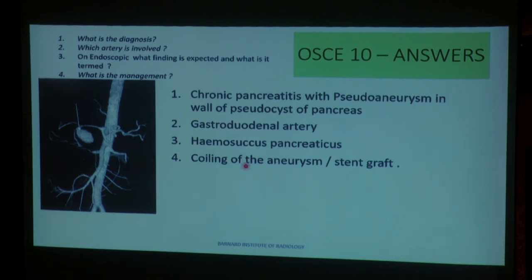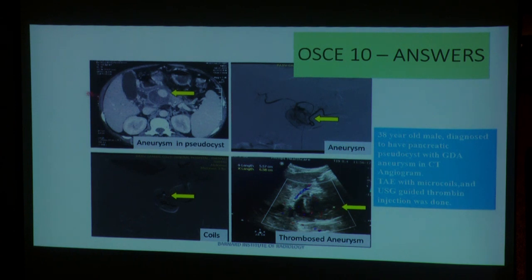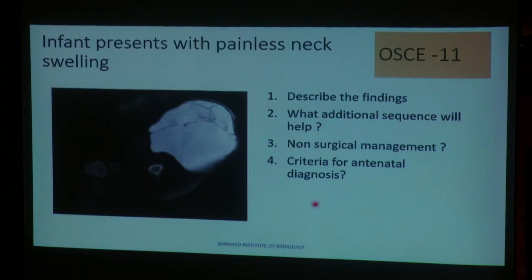And what is the management? It is coiling of the aneurysm, or you can place a stent graft. You can place a covered stent over the neck of the aneurysm. Both can be done. So this is the patient with the aneurysm. This is the catheter in the hepatic artery. You can see the gastroduodenal artery and the proper hepatic artery. This is the faint filling of the aneurysm, and the coiling has been done, and this is the post procedure image where you can see the thrombosis of the aneurysm.